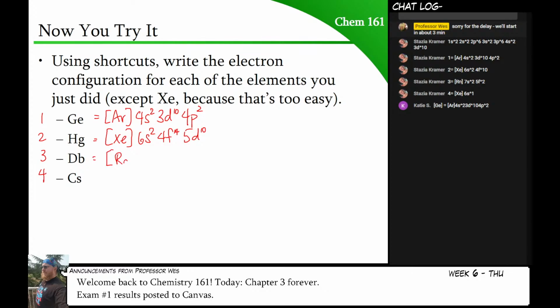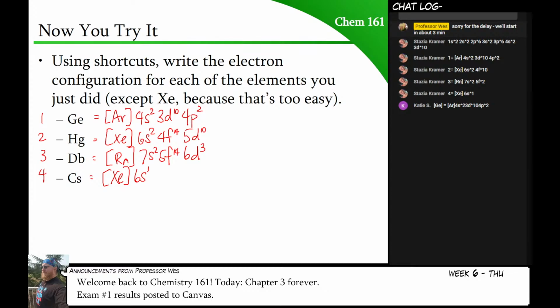So we got radon, 7s2, 5f14, 6d, 1, 2, 3. There we go. And then finally for cesium, that's just xenon 6s1, I think. There you go. So that's all there is to that. And once you get the shortcuts down, this isn't too bad.